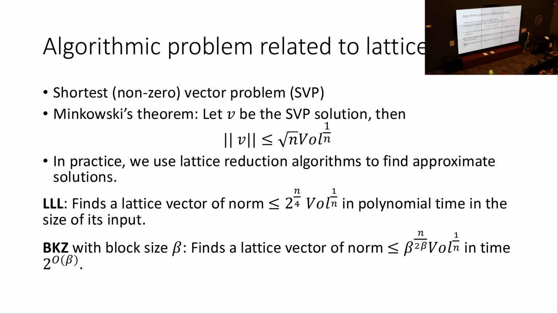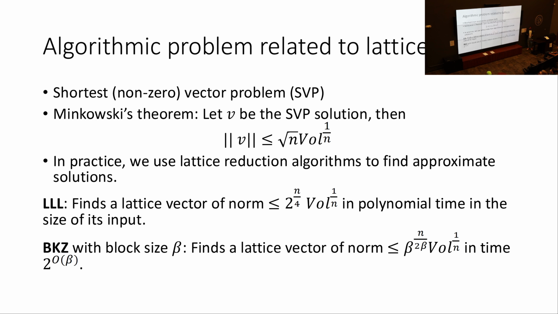So the first question is, what is the norm of this shortest vector? It really depends on what kind of lattice you are using, but we have Minkowski's theorem, which states that the norm of this shortest vector is upper bounded by the square root of the dimension times the volume to the power 1 over the dimension. In practice, how do we solve the shortest vector problem?